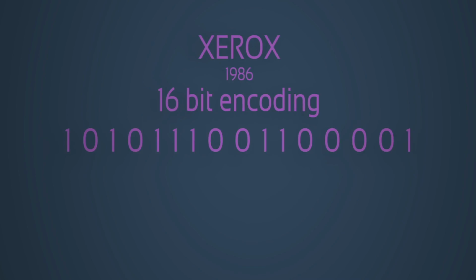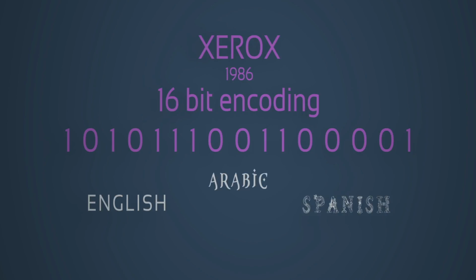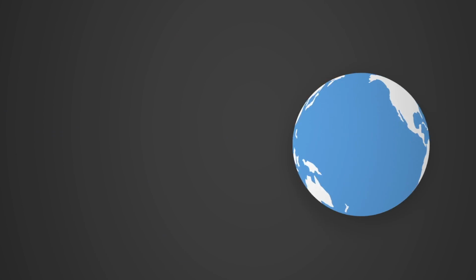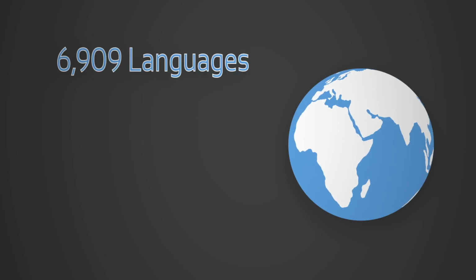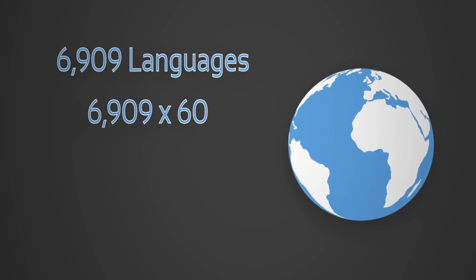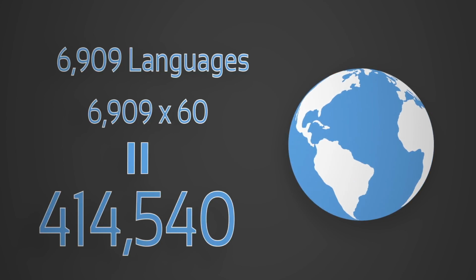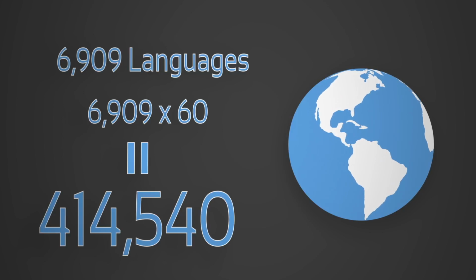Xerox was an early precursor of Unicode, founded in 1986, and used a 16-bit character set covering languages such as English, Arabic, Spanish, and Chinese. Today we have 6,909 known languages. Assuming we have 60 characters per language, we would need 414,540 unique characters to encode them all.